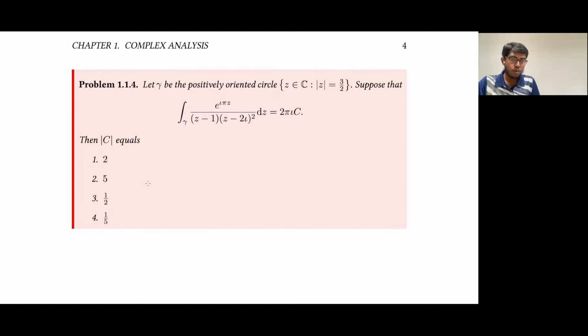Option 4. Okay. Yeah, you are right. So I guess, let's see.